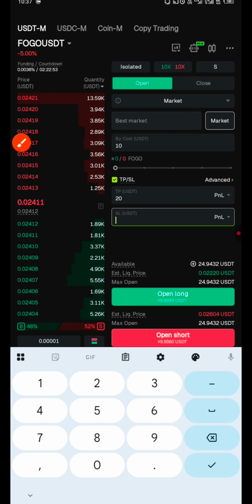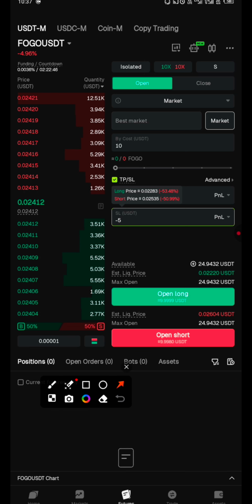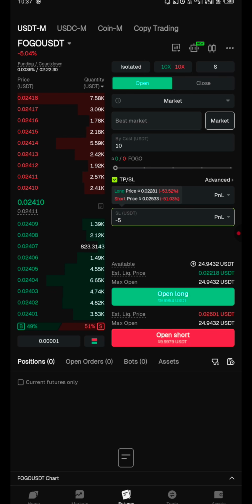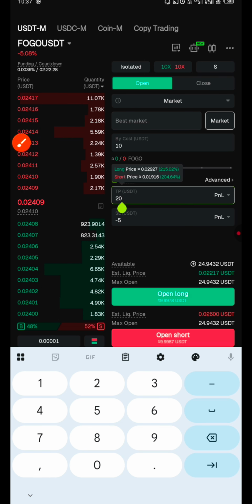At the stop loss side, I'm trading with $10, but I want to lose only $5. So it shows you here that you will be losing 53% of your capital. So when the trade goes against you with $5, you will be out of the market. Then it will cut your loss. You will not lose the whole $10. You will lose only 5. Okay. Now in the take profit part, if the trade hits $20 in profit, it will close you, and you have made $20.